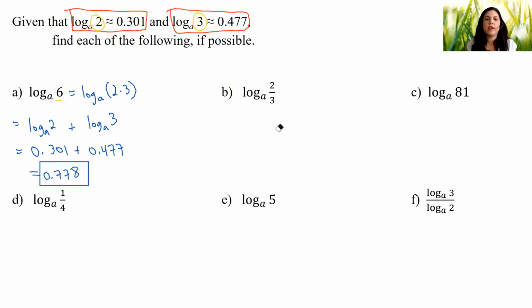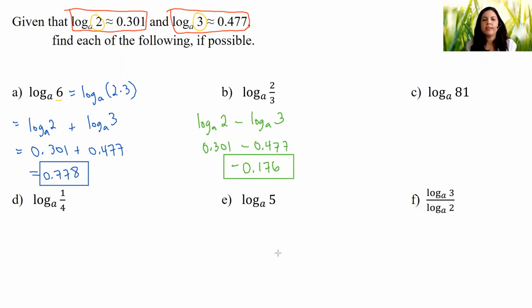So let's look how we can do that with letter B. So here we have log base a of 2 over 3. All right, well, we can apply the quotient rule. We know we can rewrite that then as log base a of 2 minus log base a of 3. And again, that's very helpful because we know what log base a of 2 is. It's that first decimal. We know what log base a of 3 is. And so if we subtract those values, we get negative 0.176. That gives us that value of log base a of 2/3.